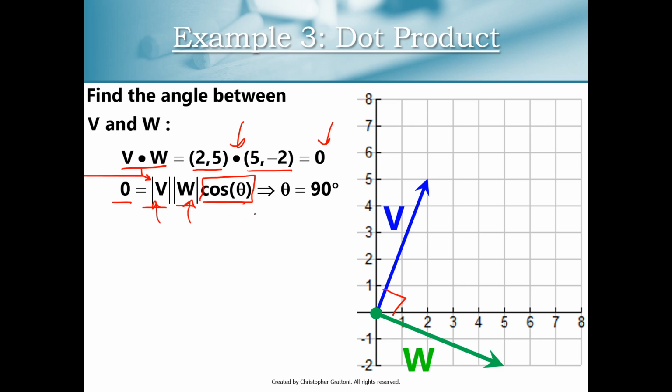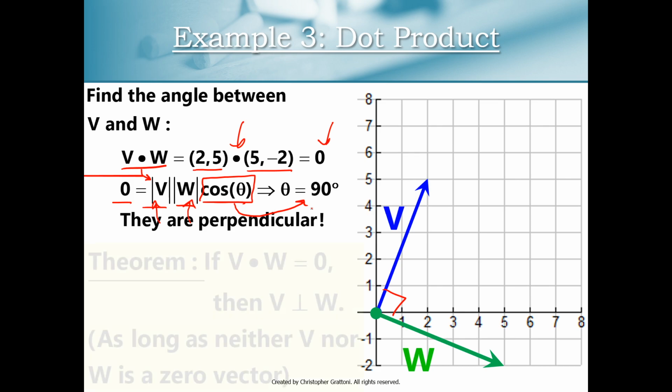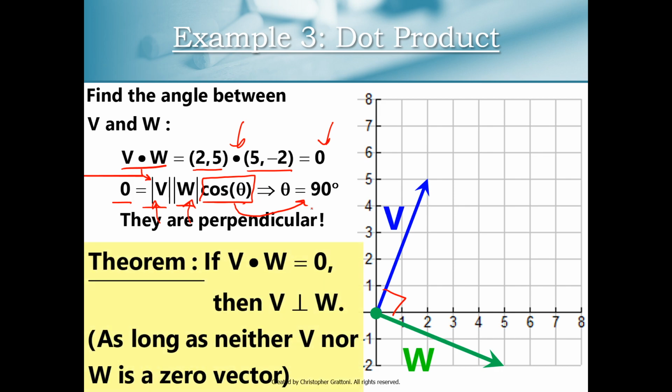And if we're talking about small angles, the only small angle that satisfies that is theta equals 90 degrees. If theta is equal to 90 degrees, the angle between v and w is 90 degrees. That is, v and w are perpendicular to each other. And that's just a general theorem. This will always work. If the dot product of two vectors is equal to 0, then v is perpendicular to w. And that's true as long as neither v nor w is a zero vector.